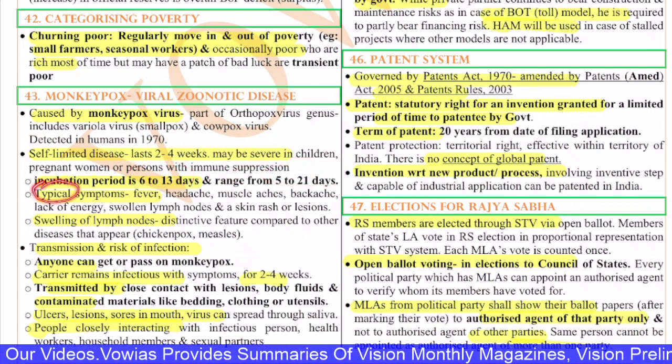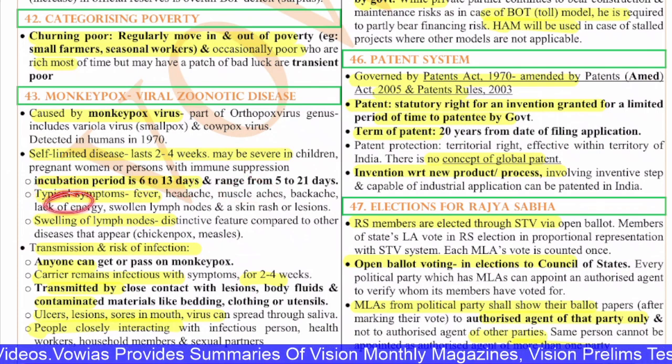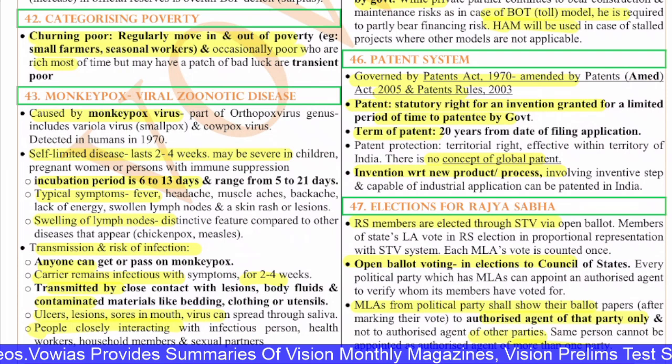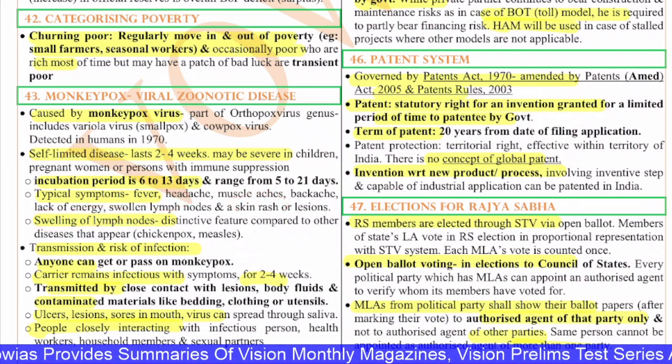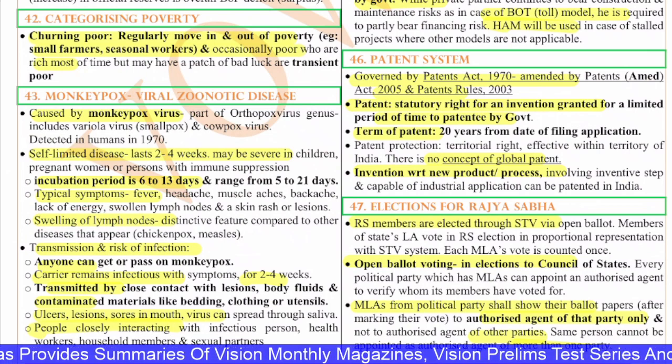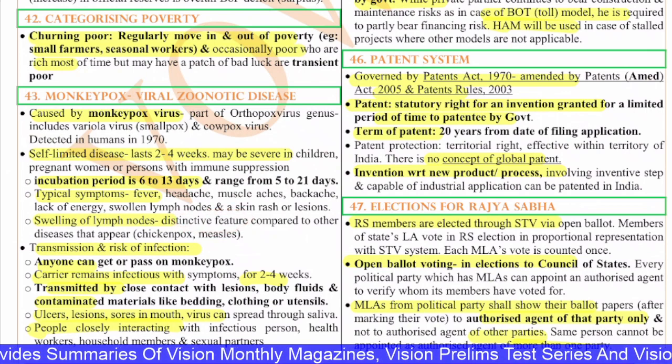The typical symptoms: fever, headache, muscle aches, backache, lack of energy, swollen lymph nodes, and skin rashes or lesions. The swelling of lymph nodes, if you see, can also be seen in this, and this is a distinctive feature compared to other diseases that appear like chickenpox or measles.